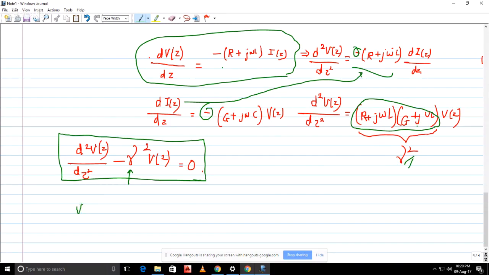So that solution will be for V of Z, because V of Z is the variable. And there will be two solutions. The first solution will be a constant V plus, which will have e raised to minus gamma Z. And the second solution will have a constant V minus, with e raised to plus gamma Z. So there will actually be two terms in the solution.